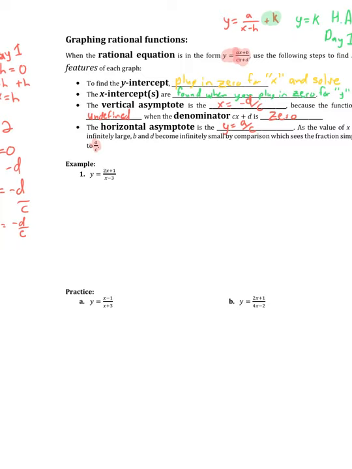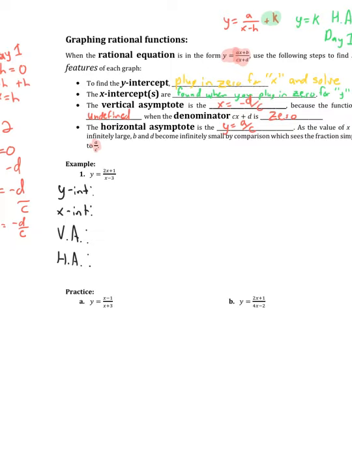All right, so let's do one example here. We want to find the y-intercept, the x-intercept, the vertical asymptote, and the horizontal asymptote. Those are the 4 things I'm always wanting to look for with these rational functions.